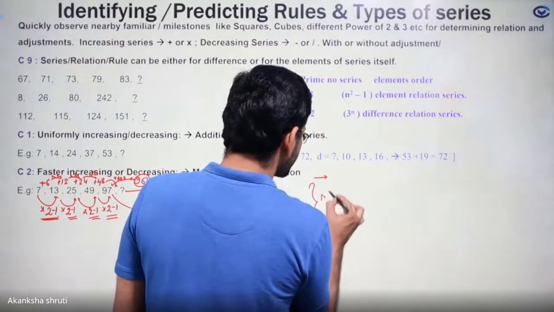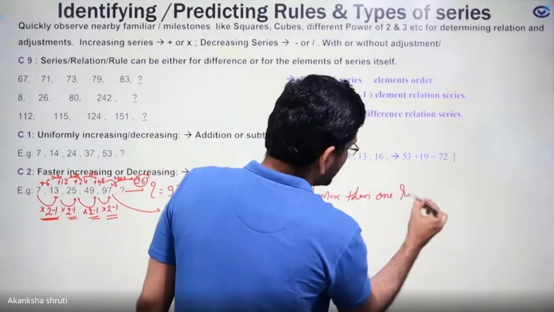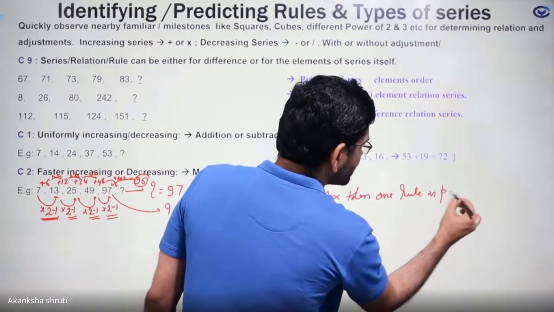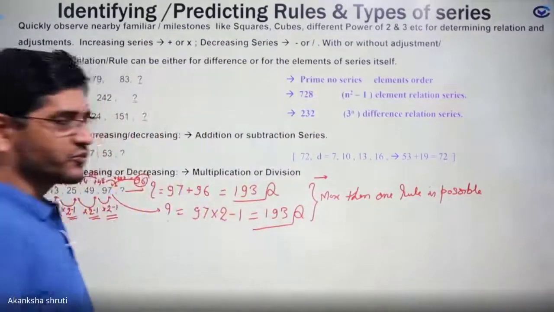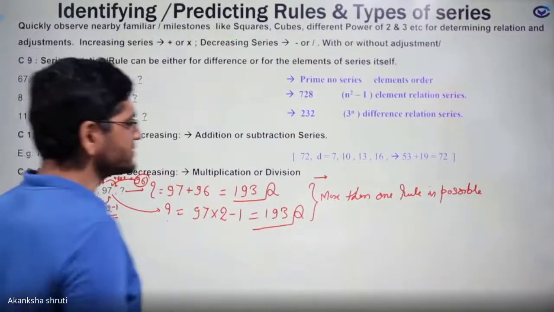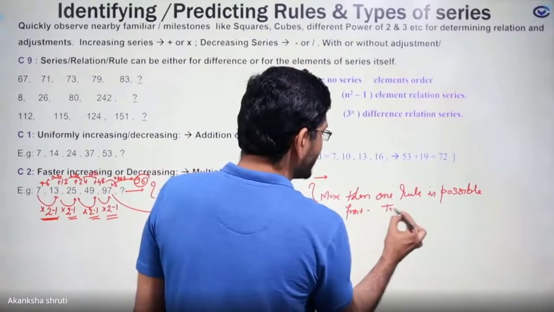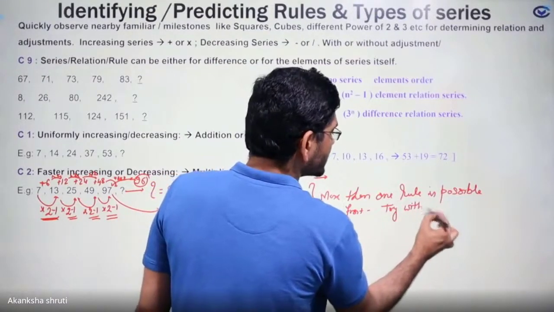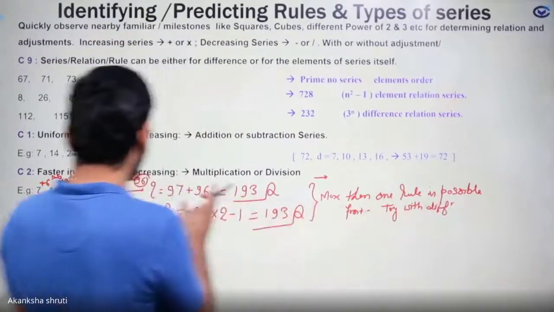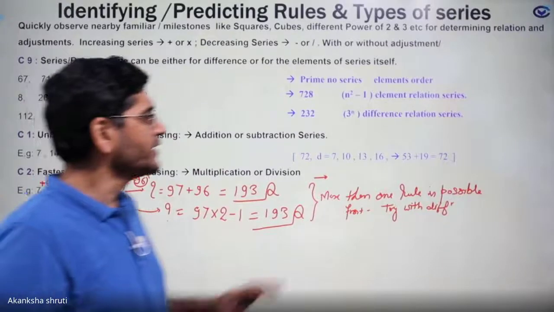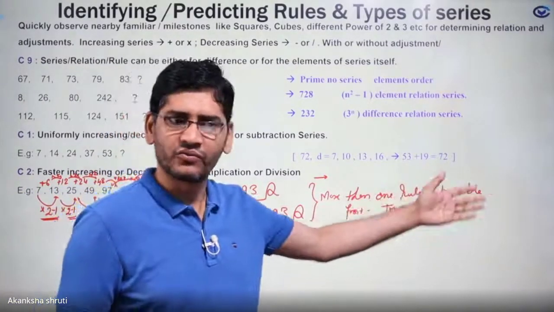More than one rule is possible. Students, the important thing is that we have to move systematically. It means first you have to try with the difference of succeeding terms. If this difference is giving an idea, in around 50% of the questions you will get that this difference will give you the clue to the rule.